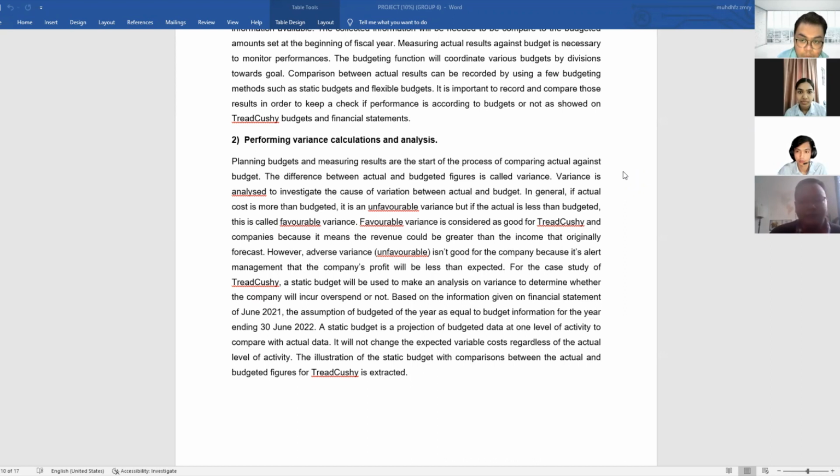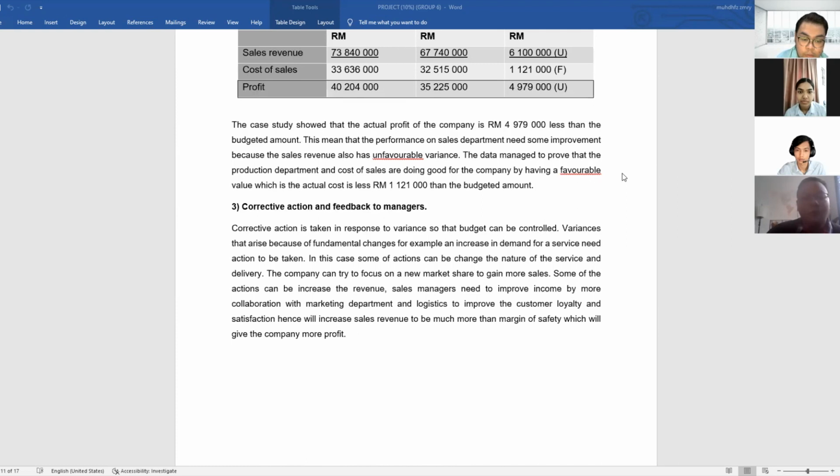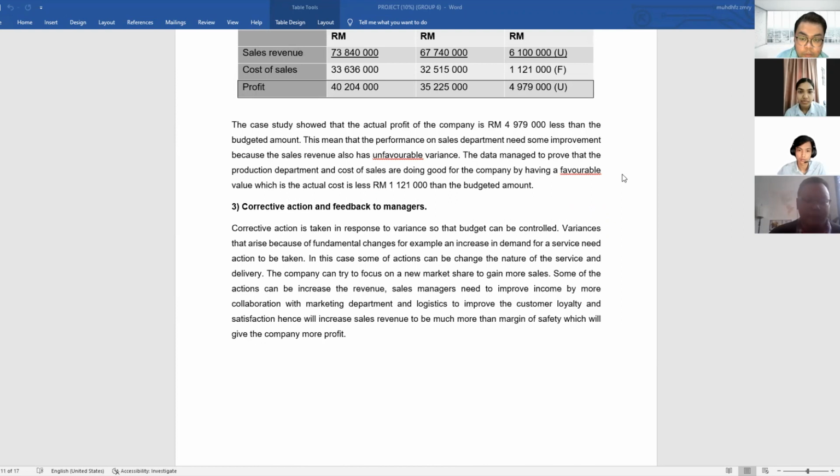On the other hand, sales revenue and profit have an unfavorable variance because the actual income and profit are less than the expected income and profit. This will alert the management to improve some aspects to ensure it will perform better in the future. The third one is corrective actions and feedback to managers. After all the data has been analyzed, it is important to take some corrective measures and equip the managers with the gained insights. This will help to improve department efficiency and effectiveness.